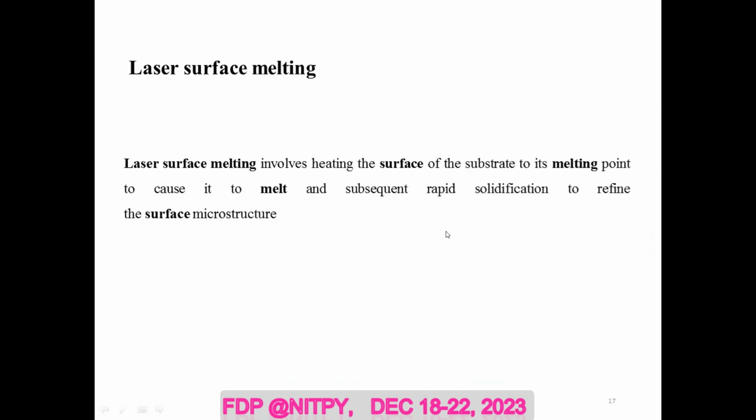The second one is laser surface melting. It involves heating the surface of the substrate to its melting point to cause it to melt, followed by rapid solidification to refine the surface microstructure.